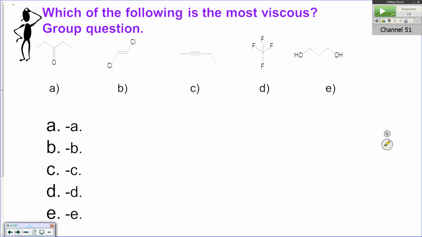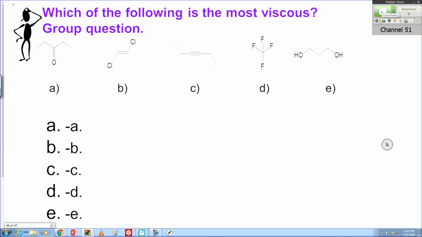Look at these, and this is a group question, so you can ask one another. I'll give you 30 seconds or a little longer to figure out which one of these is going to be the most viscous. That's going to be our last question. You can turn around and face each other. You can talk to each other any way you want when it's a group question.